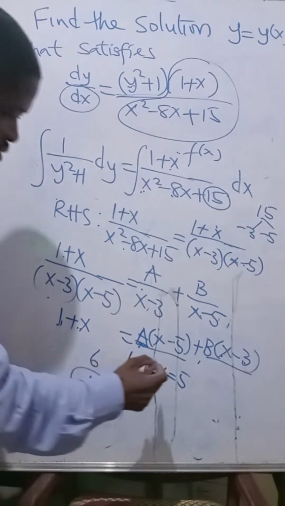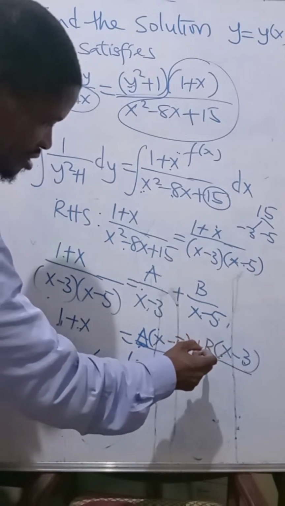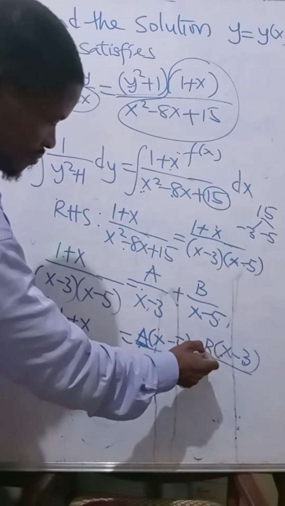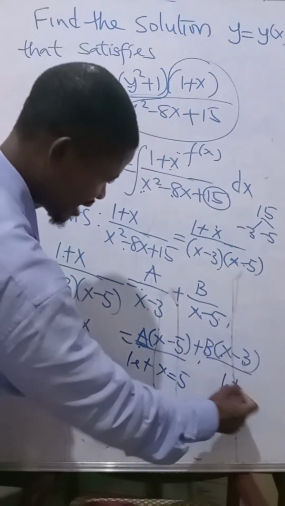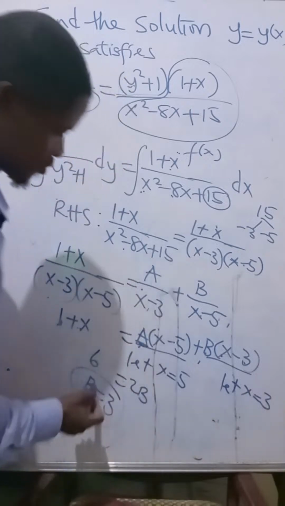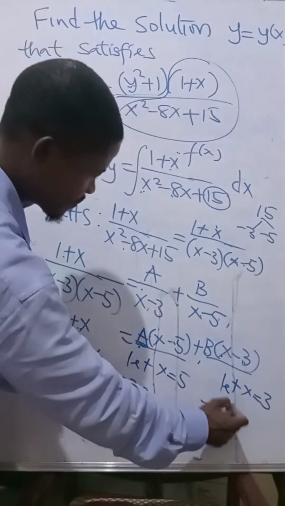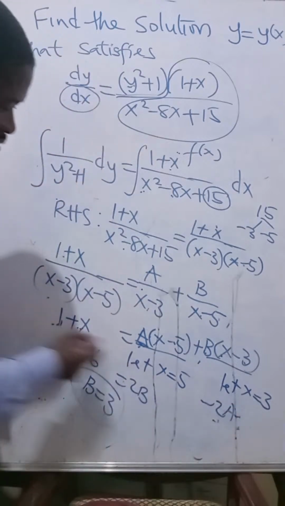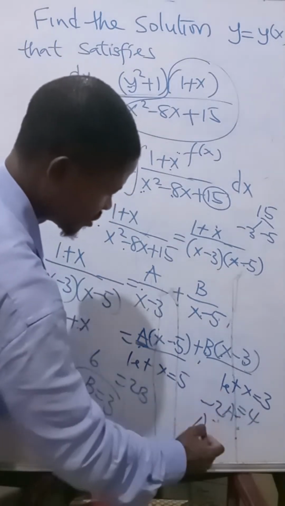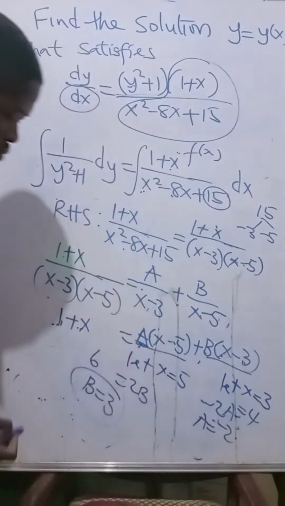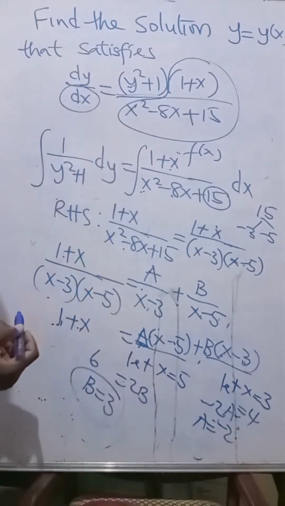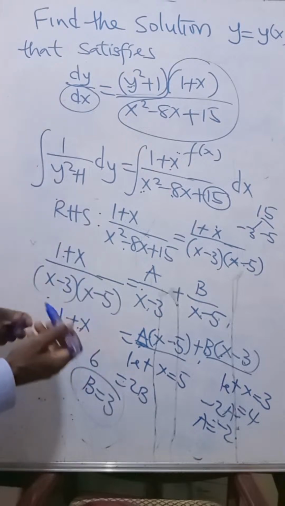At the same time, let's cancel B by making x equal to 3. So that will be 3 minus 5, that's minus 2A. And then here, that's 4. So A is minus 2. So we've gotten the constants A and B.